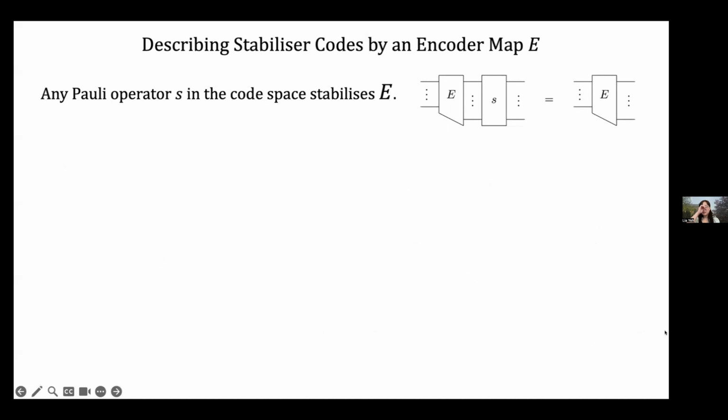So not only does the projector preserve the image of E, but also any Pauli operator S, whether it's measuring or doing those Paulis as gates, that also preserves the code space of E and stabilizes it.